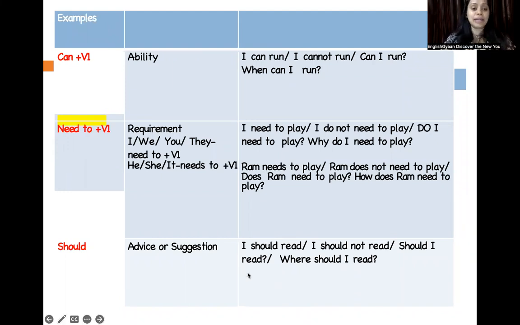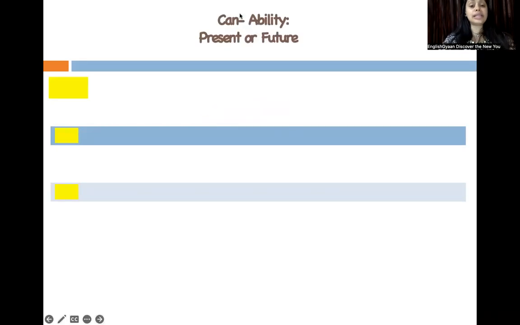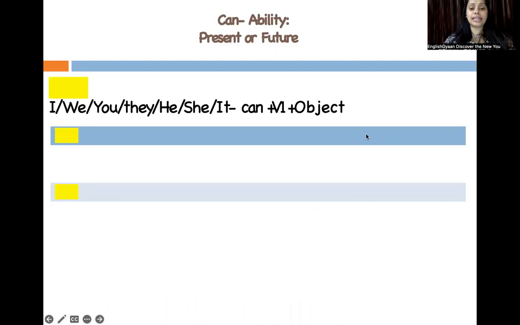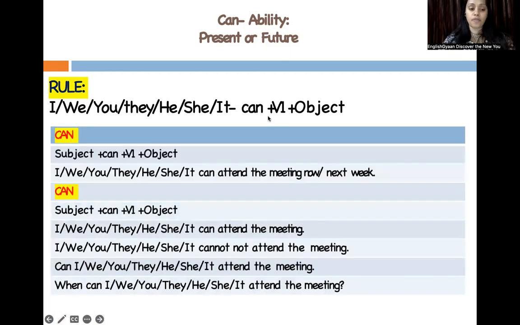So can is nothing but ability. Need to is requirement. Should is nothing but your advice or suggestion. Now let us learn this in detail. Can, as we learned, is ability. Can be used either for the present tense or for the future tense. Cannot be used for the past tense. Either you can say, I can write now, that is present, or I can write this tomorrow or next week, that is future. So the rule is with I, we, you, they, he, she, it, you will use can plus the first form of verb.